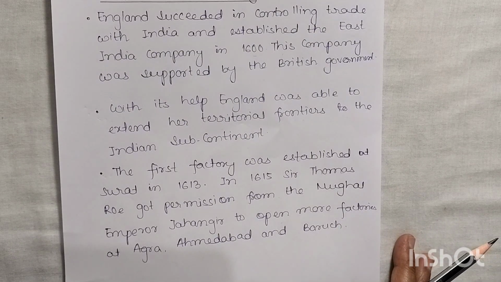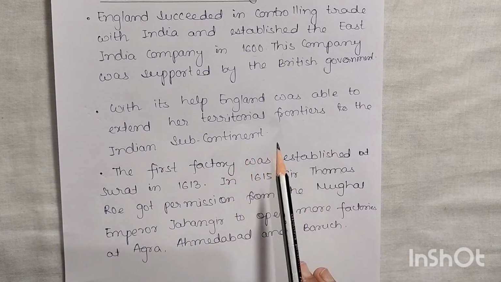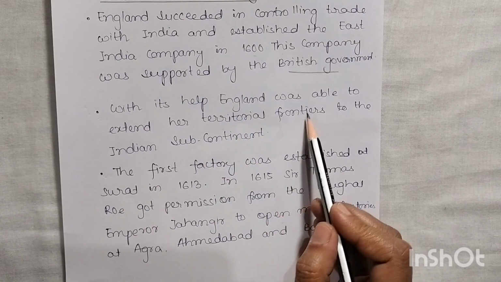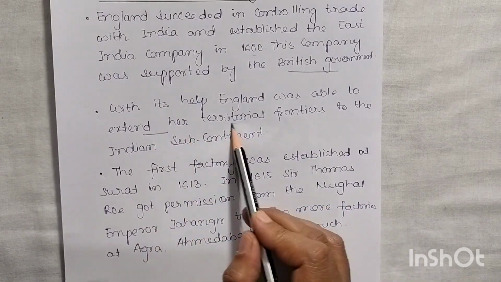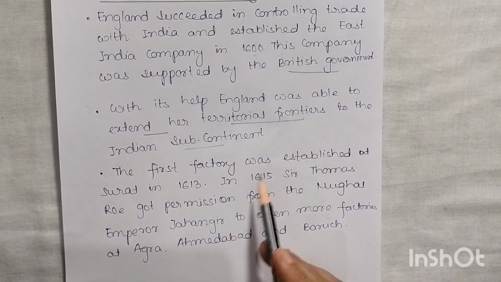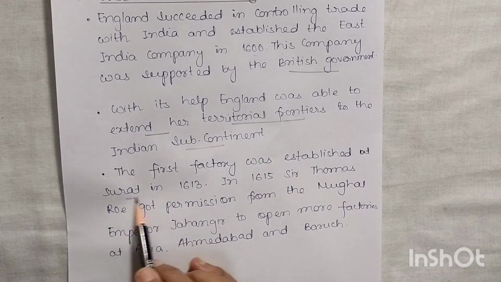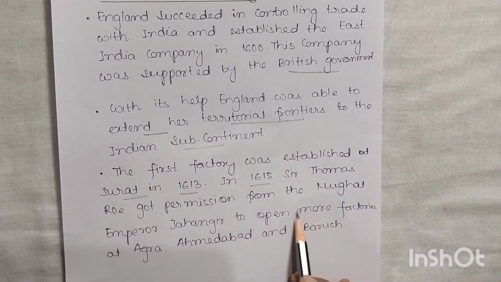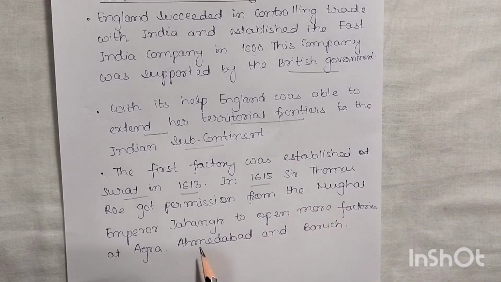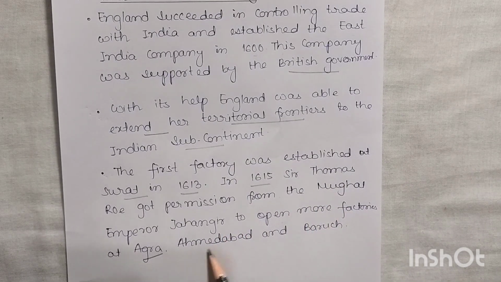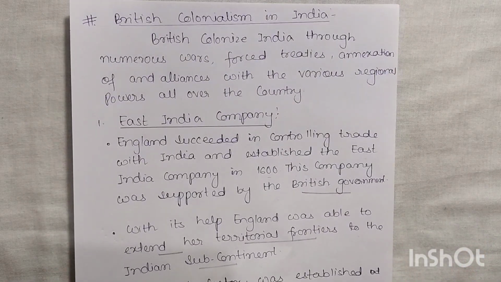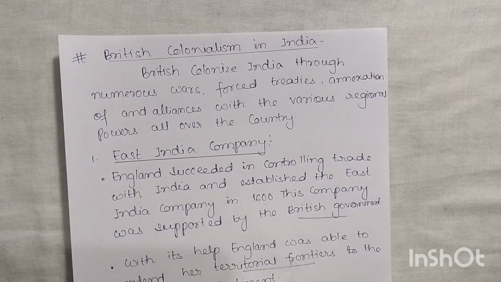So this is how the East India Company came, with the support of the British government in England. Due to it, they extended their territorial frontier in the Indian subcontinent. The first factory was established at Surat in 1613. After that in 1615, Sir Thomas Roe got permission from the Mughal Emperor and opened more factories in Agra, Ahmedabad and Bharuch. So this is the entry of the East India Company in India. Now let us see the second point.